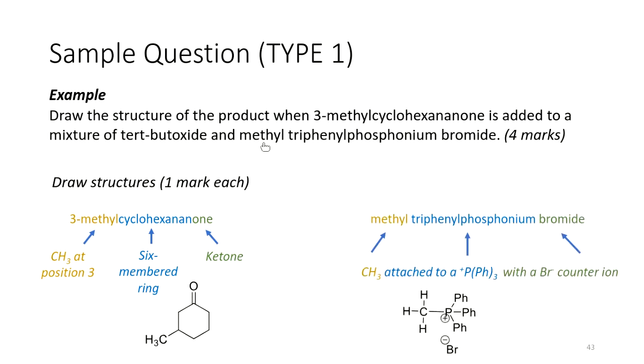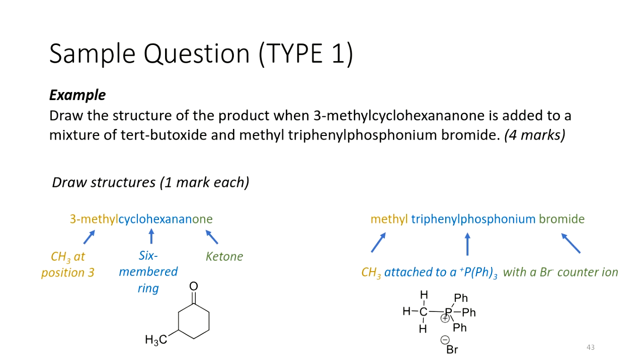This very long word, methyl triphenylphosphonium bromide, all that's telling us is that we have a phosphonium salt. All of this triphenylphosphonium is just this part of the molecule: a positive phosphorus with 3 phenyls. See, tri is 3, phenyl, phosphonium, it's positively charged. And the methyl is telling you that there's a CH3 directly attached to the phosphorus, and the bromide is just the counter ion. So by interpreting the question, we know what our reactants look like.